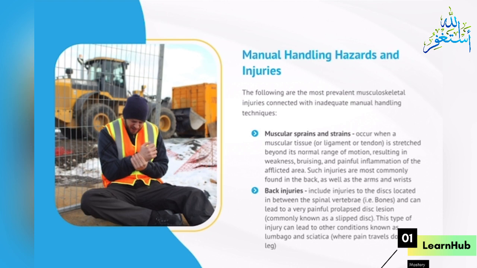Muscular sprains and strains occur when a muscular tissue, ligament or tendon is stretched beyond its normal range of motion, resulting in weakness, bruising, and painful inflammation of the afflicted area. Such injuries are most commonly found in the back, as well as the arms and wrists. Back injuries include injuries to the discs located in between the spinal vertebrae, i.e. bones, and can lead to a very painful prolapsed disc lesion, commonly known as a slipped disc. This type of injury can lead to other conditions known as lumbago and sciatica, where pain travels down the leg.